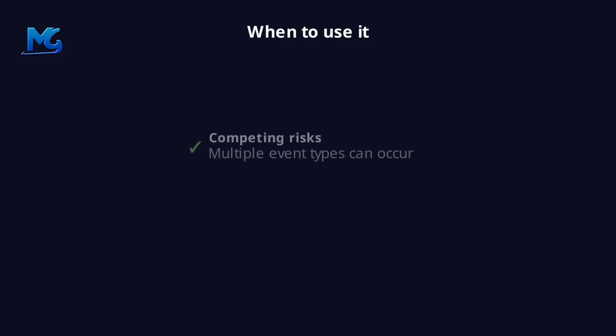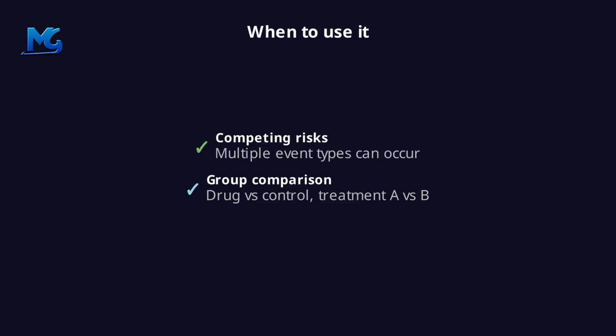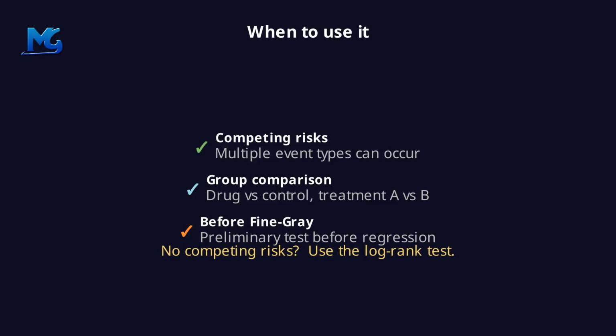When to use it? Use Gray's test when patients can experience competing events, like relapse versus death. For comparing groups, drug versus control, treatment A versus B, and as a first step before fitting a Fine-Gray regression model. If there are no competing risks, just use the log-rank test instead.